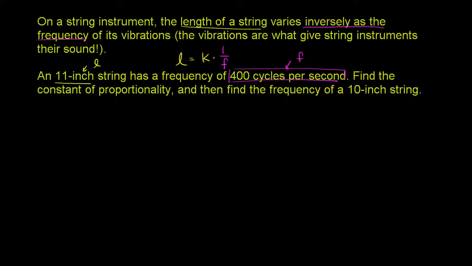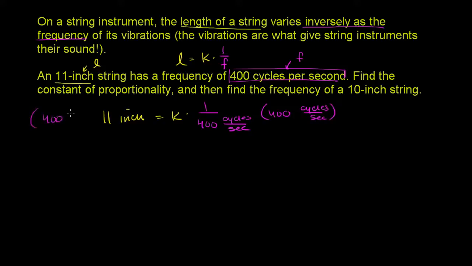So they say an 11-inch string. 11 inches is equal to some constant of proportionality times 1 over 400 cycles per second. To solve for the constant of proportionality, we need to multiply both sides by 400 cycles per second.